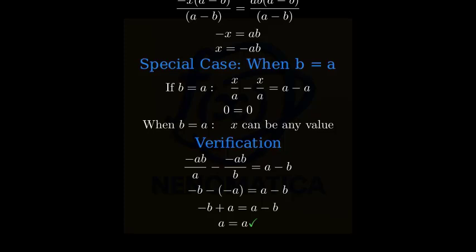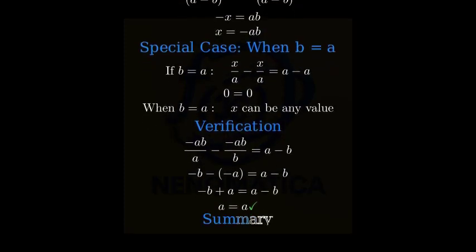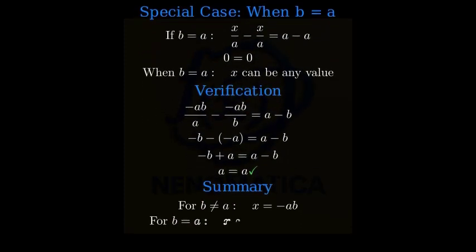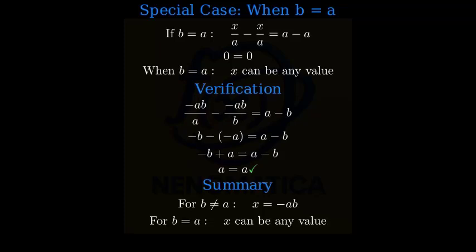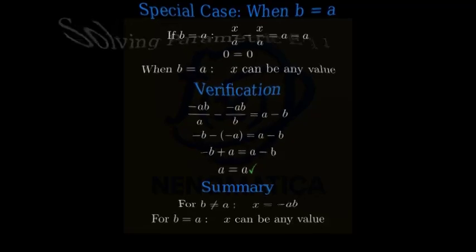This confirms that our solution is correct. In summary, we've solved the parametric equation x over a minus x over b equals a minus b. We found that when b is not equal to a, the solution is x equals negative ab. And when b equals a, the equation is satisfied for any value of x.